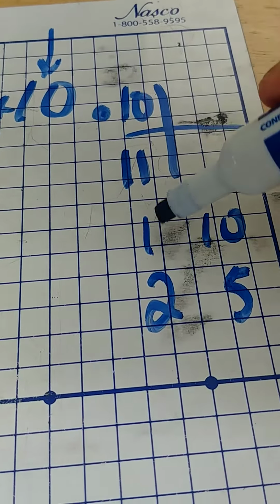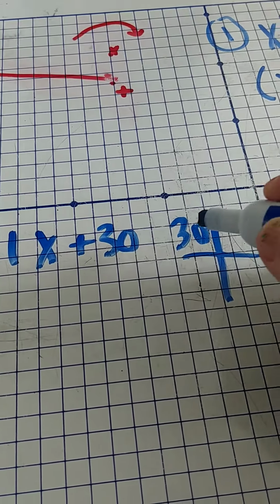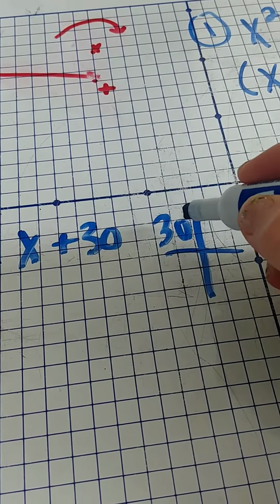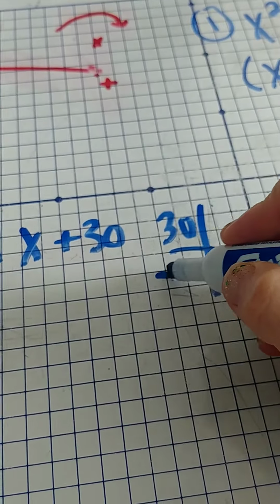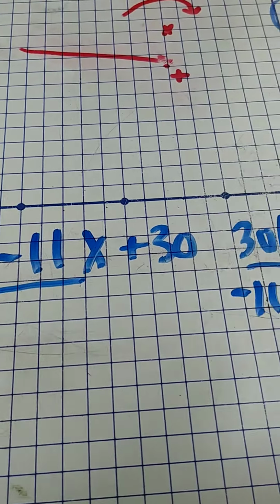All right, for problem number 2, that is x squared minus 11x plus 30. So I know I need to find things that multiply to 30 and add to negative 11. And this negative sign needs to come with the 11.